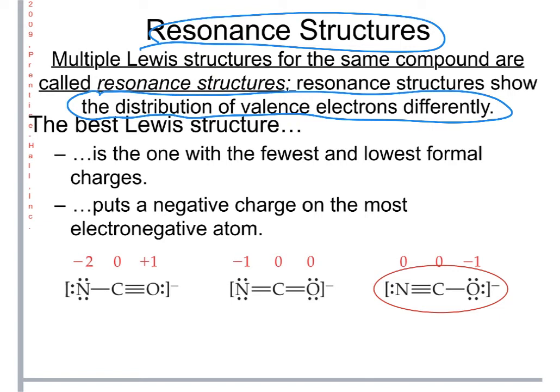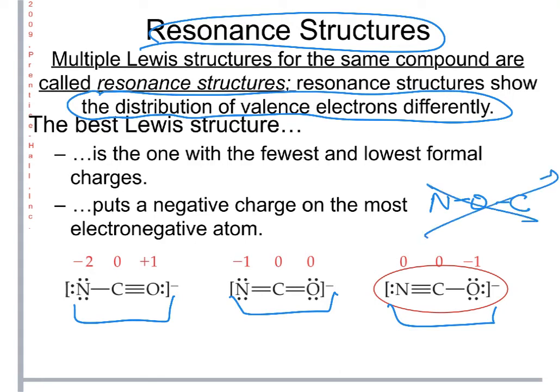So the arrangement of atoms is the same. You always have nitrogen, then carbon, then oxygen. If I wrote nitrogen bonded to oxygen bonded to carbon, if I change the order, that would not be a resonance structure. So again, a resonance structure only has a different arrangement of the valence electrons among the atoms.